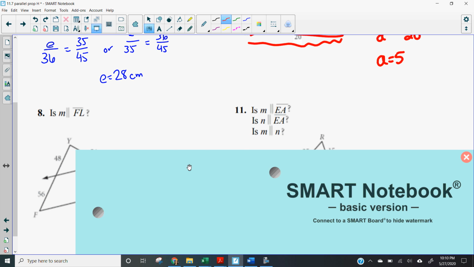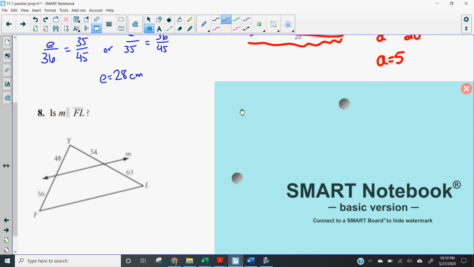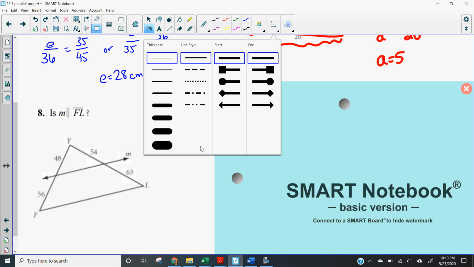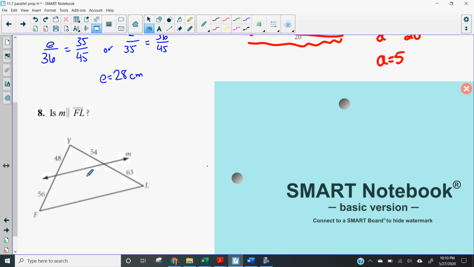Okay, next one here. Now this one refers to the converse that we mentioned, so they want to know, is M parallel to FL? What we need to figure out is whether those sides are cut proportionally. So we're testing, does 48 over 56 equal 54 over 63? Just take those two ratios, divide them in your calculator, and see what you end up with.